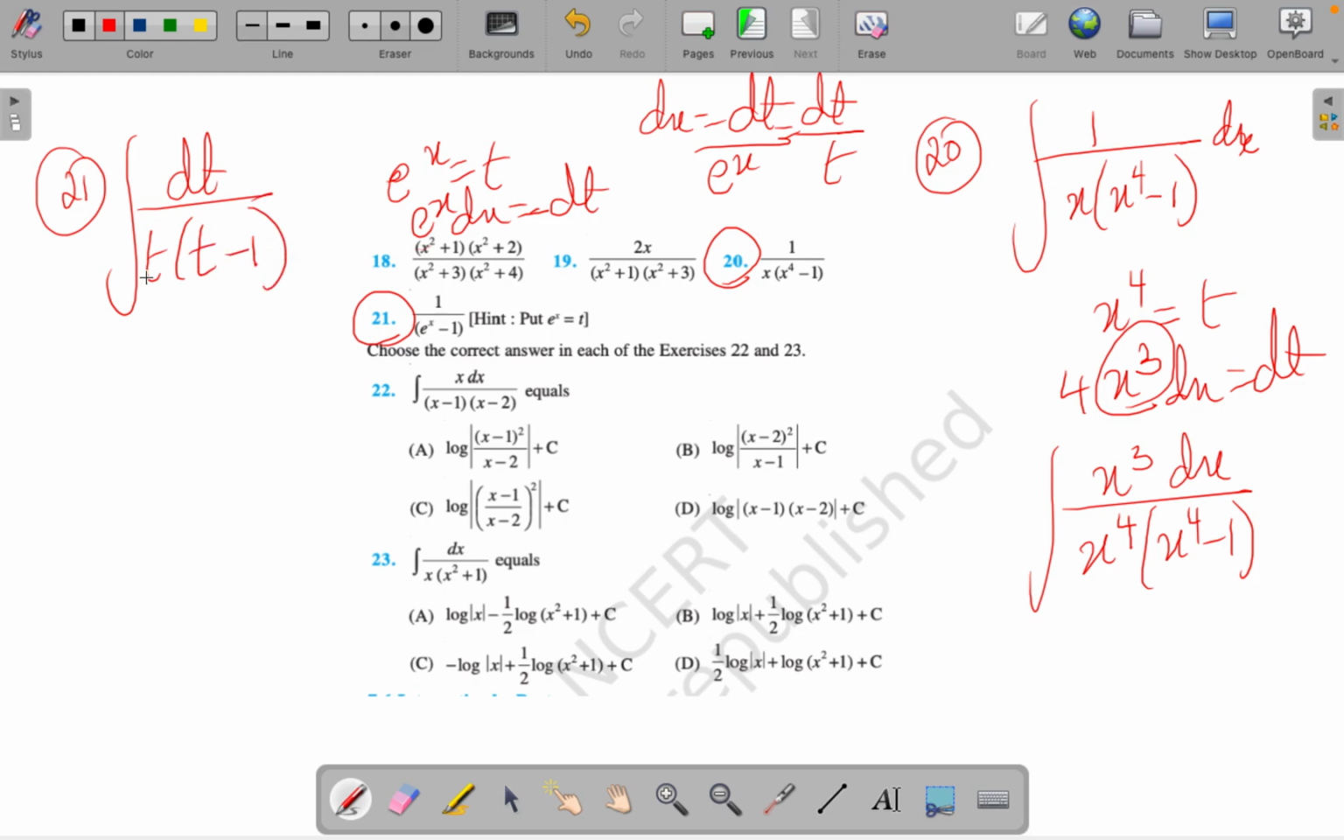Again, you know that this can be written in the form of partial fraction 1 upon t minus 1 minus 1 upon t. Check out. If I take the LCM, children, t goes that side, t minus 1 goes that side. Again, t minus 1 and t get cancelled. And I am left with the question. So now you know how to do the integration.